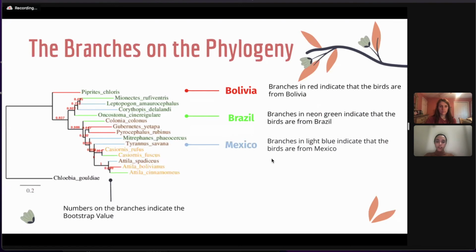For the branches on the phylogeny, we decided to use the branches as the geography, so the red indicates that the bird is from Bolivia, the green branch indicates that it's from Brazil, and the light blue branch indicates that it's from Mexico. The numbers on the branches indicate the bootstrap value, which is basically the branch support value. A value of less than 0.7 indicates that the branch is not well supported, and a value greater than 0.9 indicates that the branch is very, very well supported.